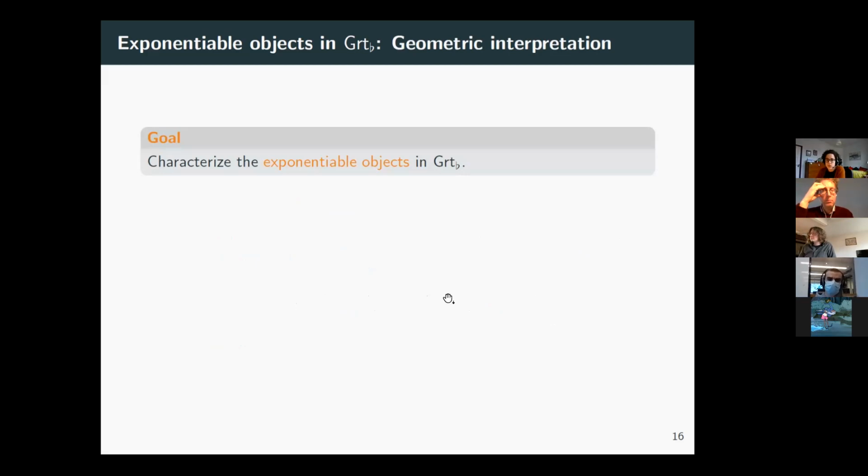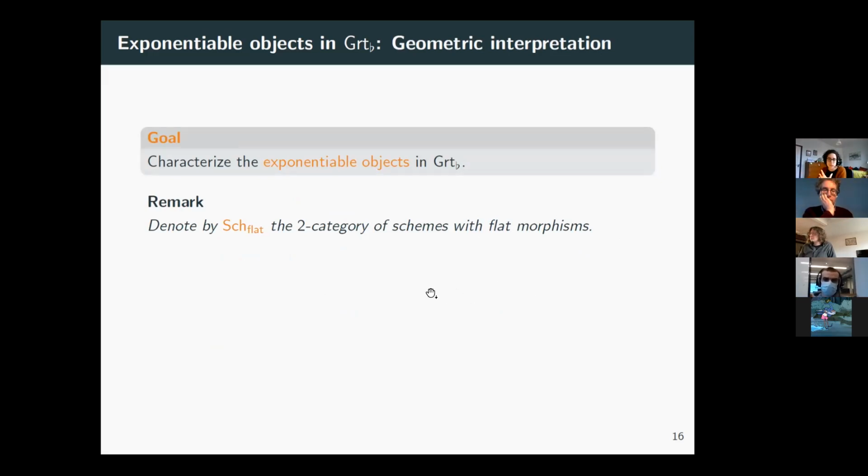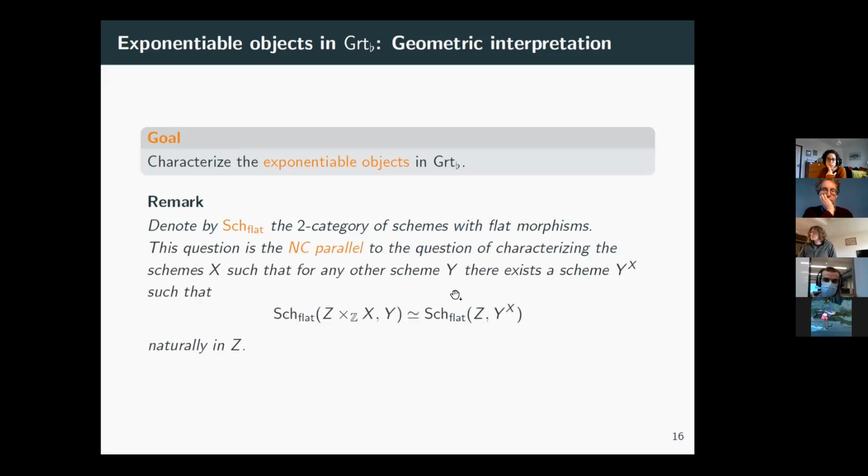And what is the geometrical counterpart of all this? Well, if we take the category of schemes with flat morphisms, and then natural transformations between those flat morphisms, then this question of characterizing the exponentiable objects is just the non-commutative parallel to the question of characterizing the schemes X such that for any other scheme Y, there is such a Y to the X with this isomorphism. So flat morphisms from Z times X to Y is the same as flat morphisms from Z to Y to the X. And this is natural in Z. So it is a non-commutative parallel to trying to find a flat inner hom scheme, if you want.